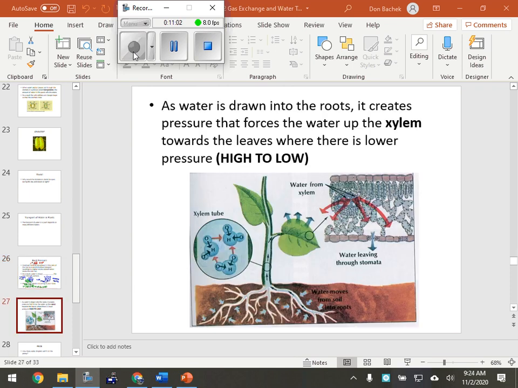As water is drawn into the roots, it creates pressure that forces the water up the xylem towards the leaves where there is a lower pressure. So it goes kind of from a high pressure to a low pressure system. Okay, so water's coming in through the bottom here in the roots. That creates a bunch of pressure down there, and it's going to start to force water up the stem, or the tree trunk, or whatever the case might be.